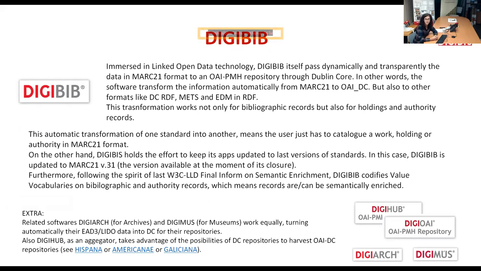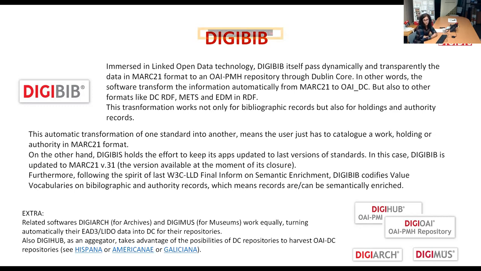We've talked about metadata. The program DIGIBIB is immersed in linked open data technology, and it works as easily as this for the cataloger: just fill the record in MARC 21, and the application transforms or parses dynamically and transparently those data into other formats. For the repository, it transforms the data into Dublin Core, but the program also transforms to METS, Europeana Data Model, and RDF. And this transformation works not only for the bibliographic records, but also for holdings and authority records.